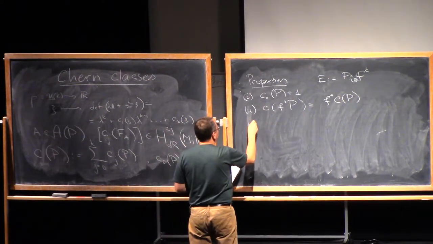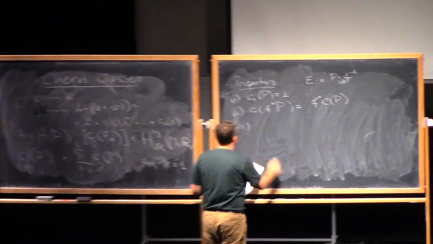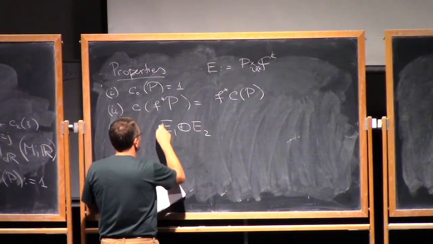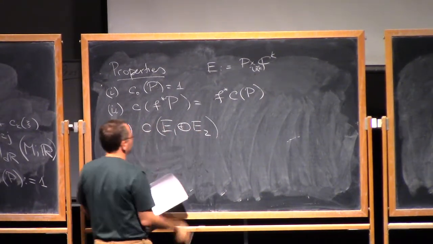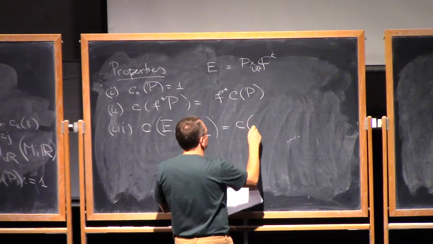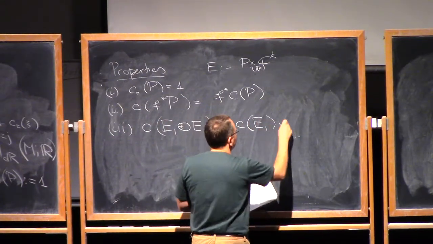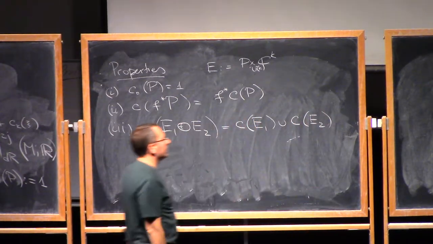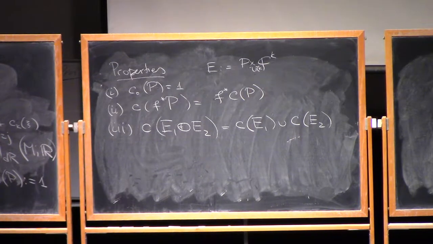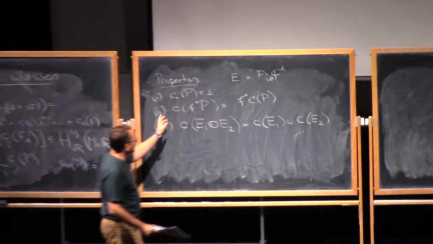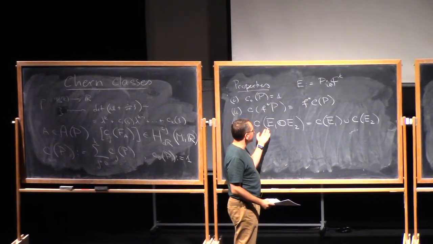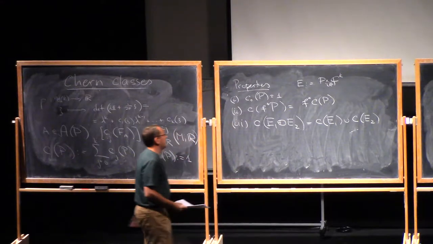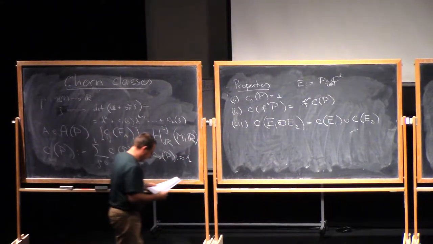The next property is, if I take the Whitney sum of two vector bundles, say E1 and E2, and take its Chern class, this is just the Chern class of E1 times the Chern class of E2. So you see why both principal bundles and vector bundles are sort of equivalent. Sometimes it is easier to talk about vector bundles like here, while sometimes it is easier to talk about principal bundles.